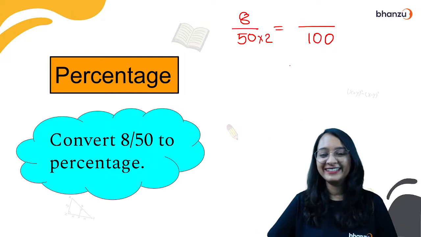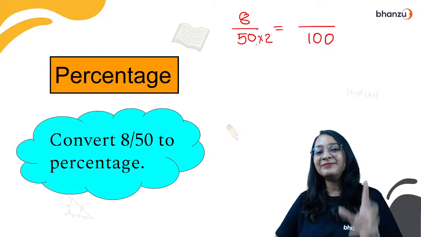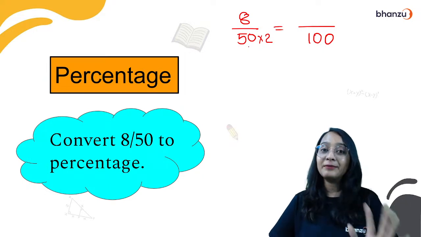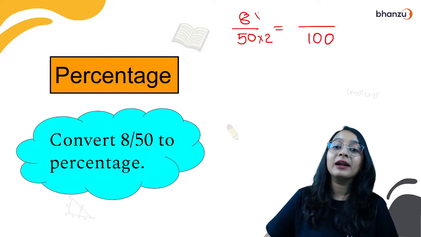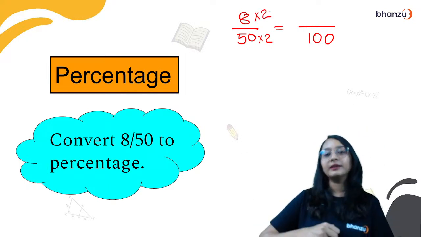So now I have multiplied with 2 in the denominator and I made my 50 into 100. That's how it's mathematically possible. Right? So I'll multiply my numerator also with 2.